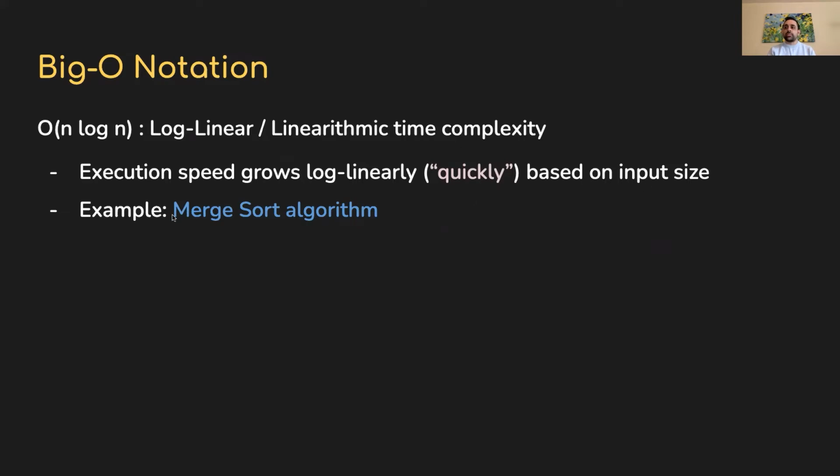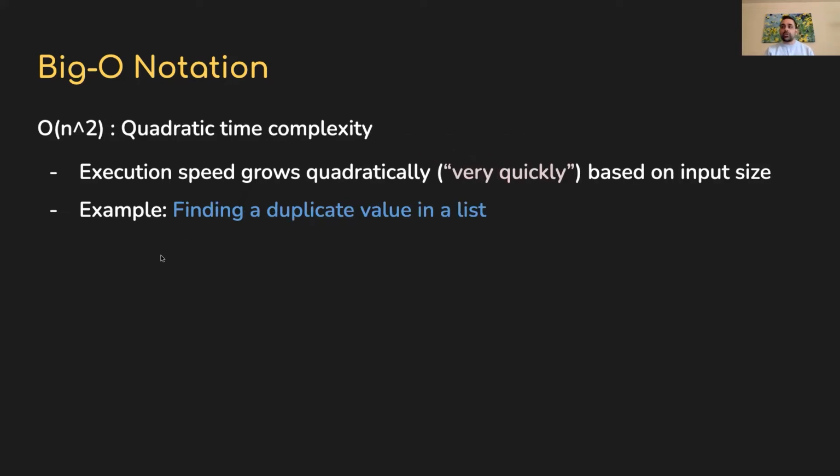One example of that is the merge sort algorithm. I bet most of you guys probably have not heard of this or not familiar with it. You can Google it, it's a popular sorting algorithm you might encounter. So we're not going to go over that here, but that's just one example of log linear time complexity for an algorithm. Let's move on to quadratic. This one we probably see more often. Execution speed grows quadratically, also known as very quickly, based on your input size.